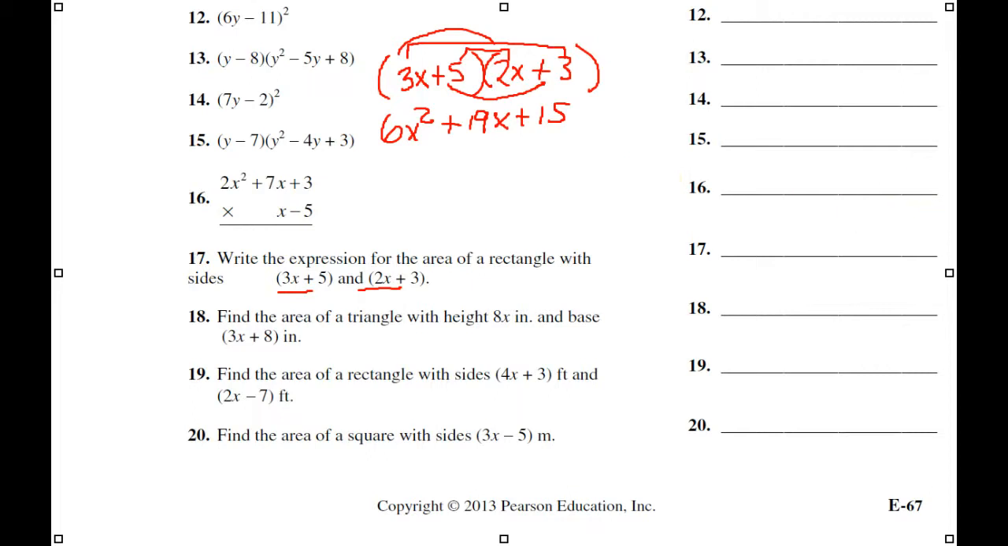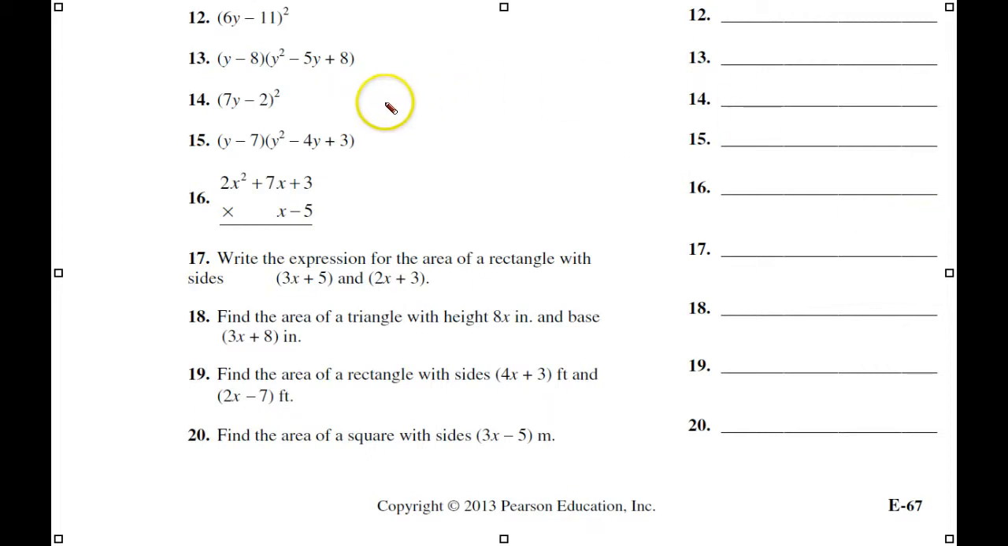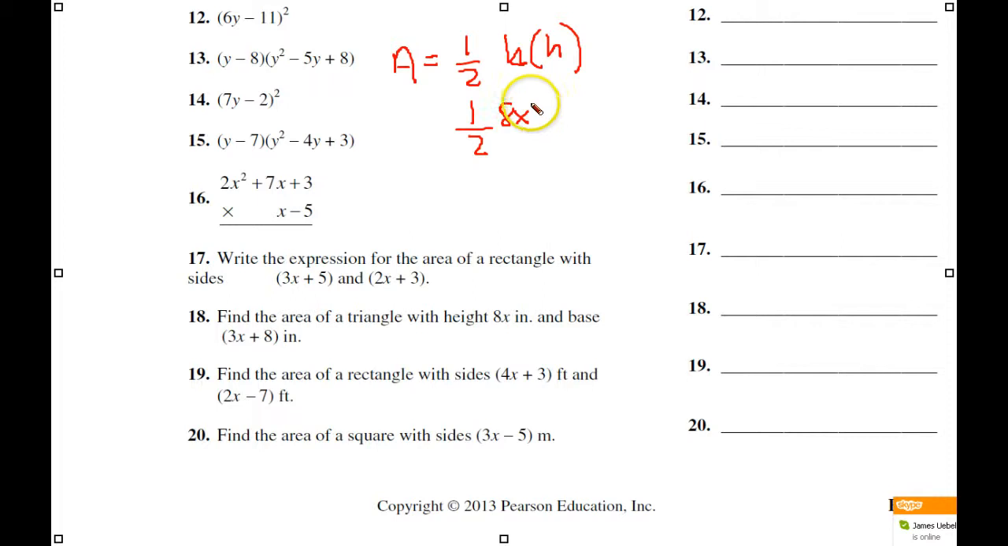Now for number 18, what they want us to do is to find the area of a triangle. Now remember, the formula for area of a triangle is area equals 1/2 the base times the height. Make that a B, and this will be the H. There we go. So they're saying our height is that. So I'm going to go 1/2 times 8x. Switching those around, which is okay. And then 2x minus 7. Oh, wait a minute, wrong one. 3x plus 8.